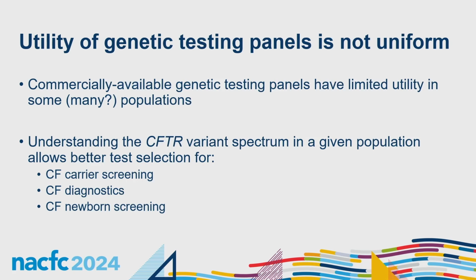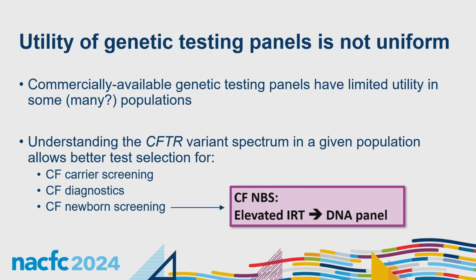The next 2 slides I'm going to spend on newborn screening, so I'll just remind everybody that in most countries around the world who do newborn screening for cystic fibrosis, it starts with an IRT measurement. If that IRT measurement is elevated, the sample will get reflexed to a DNA panel of some size. That DNA panel may range from 23 variants up to 100 plus.